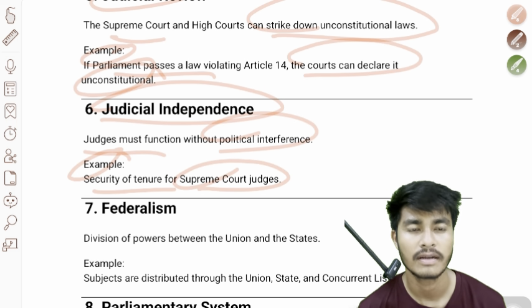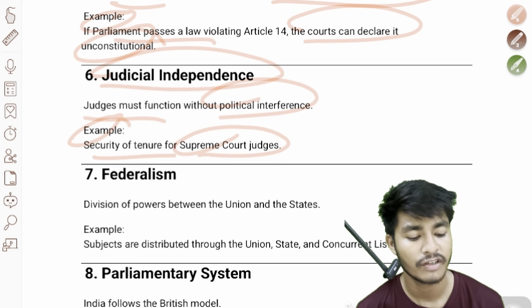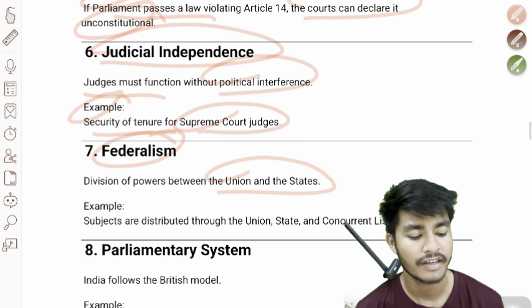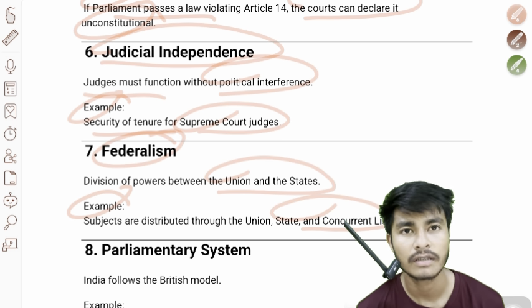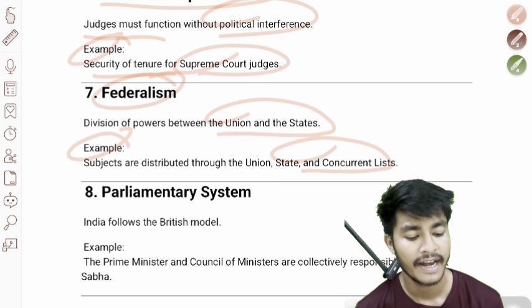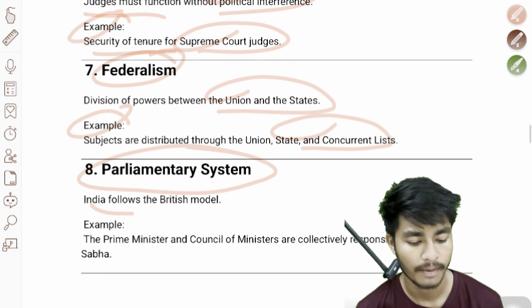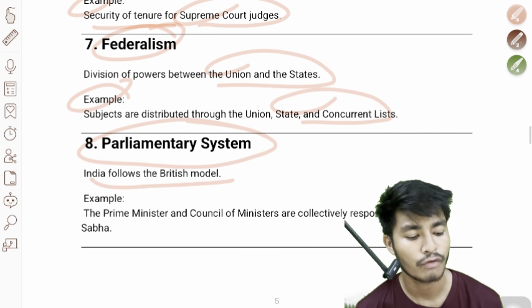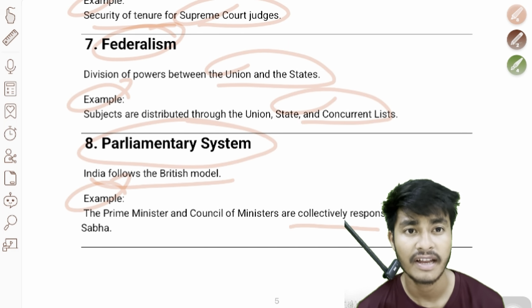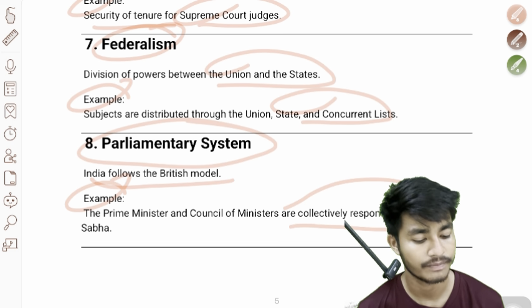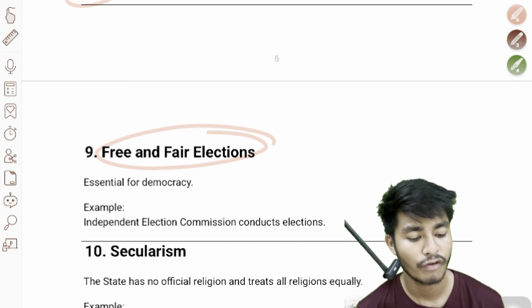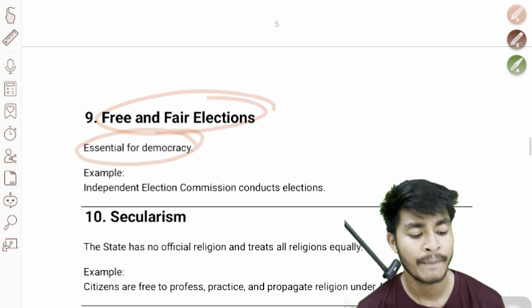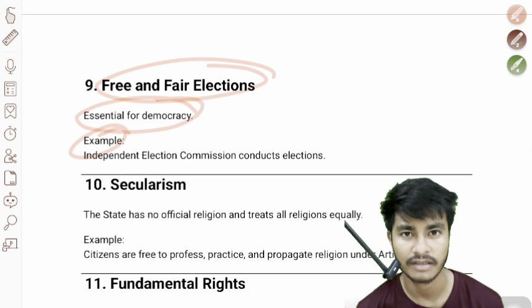And seventh, federalism: division of powers between the union and states. Example: subjects are distributed through the union, state and concurrent lists. Eighth, the parliamentary system. India follows the British model. Example: the Prime Minister and Council of Ministers are collectively responsible to the Lok Sabha. And ninth, free and fair elections, essential for democracy. Example: the independent Election Commission conducts elections.